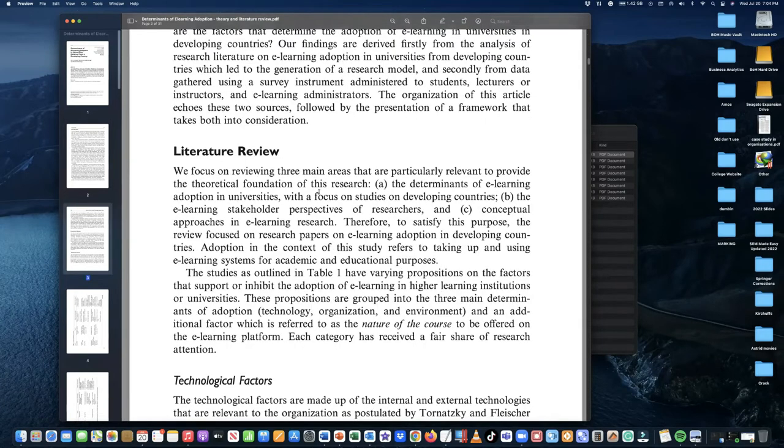Look at the literature review. We focus on reviewing three main areas that are particularly relevant to provide a theoretical foundation for research. The determinants of e-learning adoption.